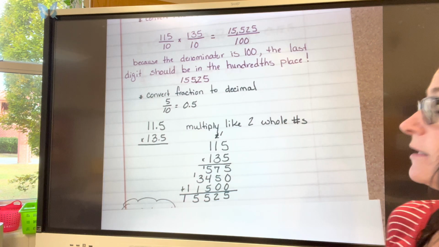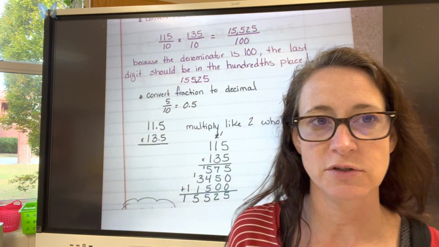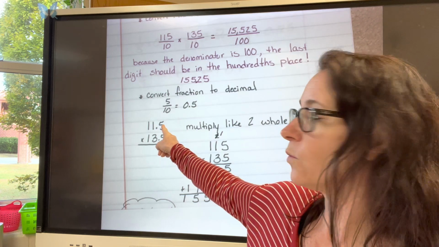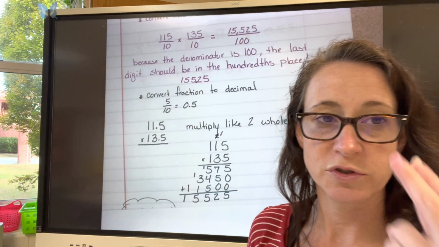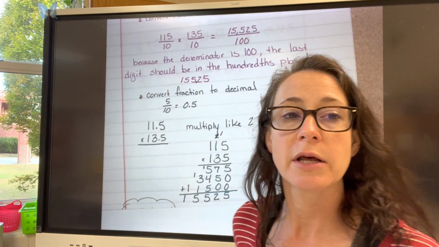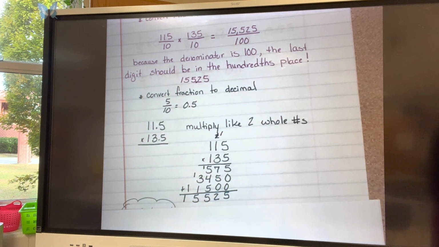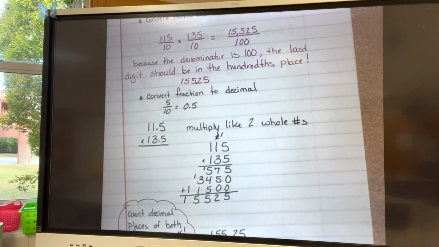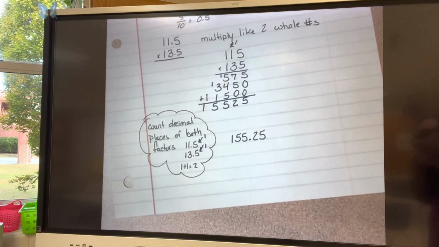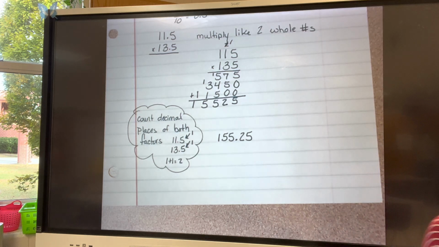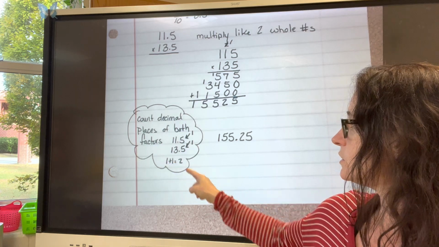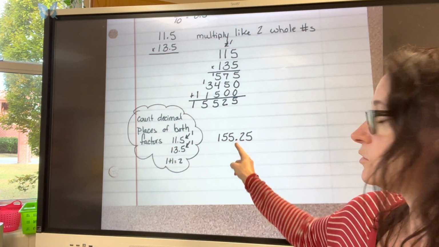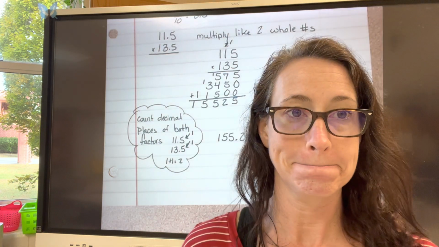And then you count how many decimal place values you have in both your factors. I have 1 in this factor, and I have 1 in this factor, which makes 2. So you just make sure that your answer has 2 place values. And that's the note that I wrote there. Pull this up so you can see it. Count the decimal places in both factors. You have 1 here, 1 here, 1 and 1 is 2. So your answer should have 2 decimal values. Okay.